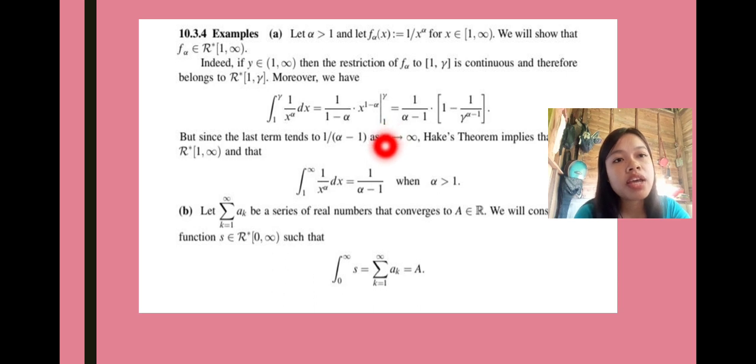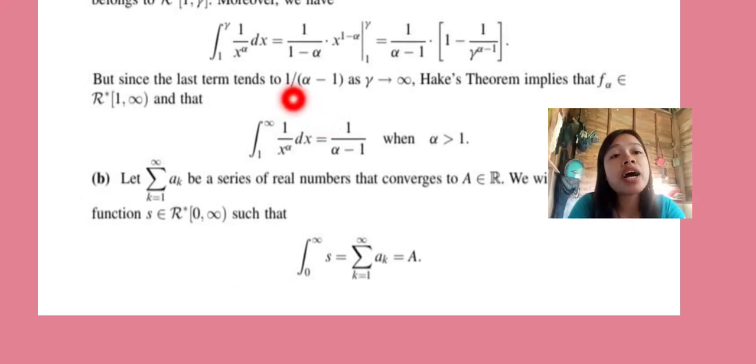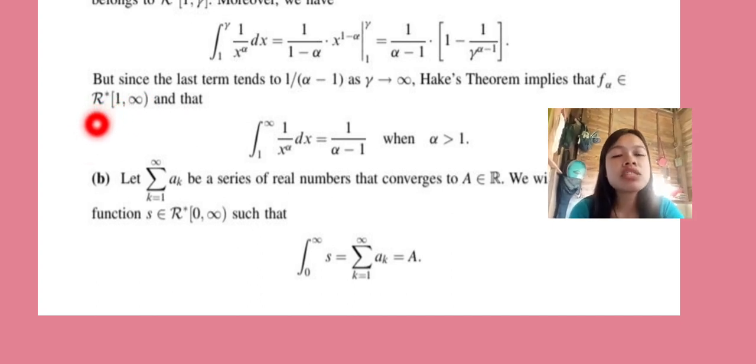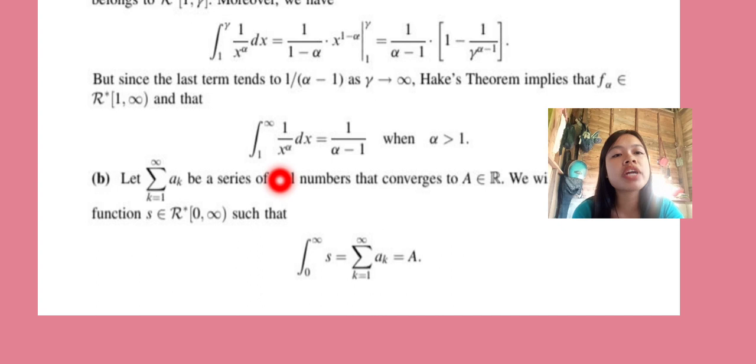evaluated from 1 to y, equal to 1 over (a minus 1) multiplied by (1 minus 1 over y to the power of a minus 1). But since the last term tends to 1, this tends to 1 over a minus 1 as y approaches positive infinity. Hicks' theorem implies that f_a is an element of R[1, ∞), and that the integral from 1 to infinity of 1 over x to the power of a dx equals 1 over a minus 1 when a is greater than 1.